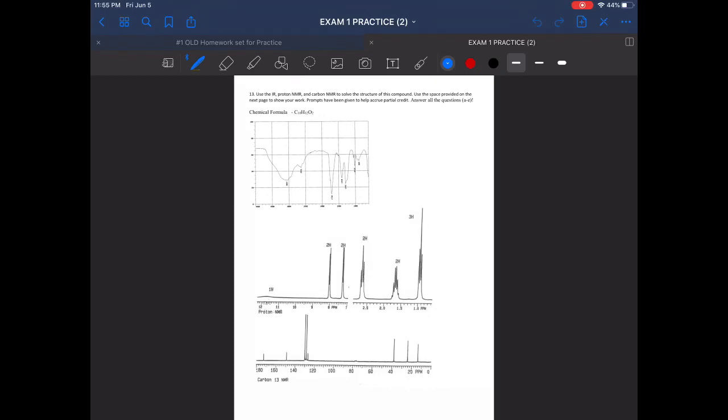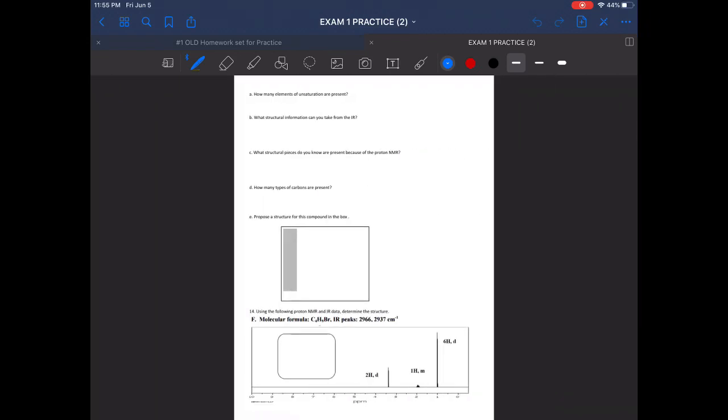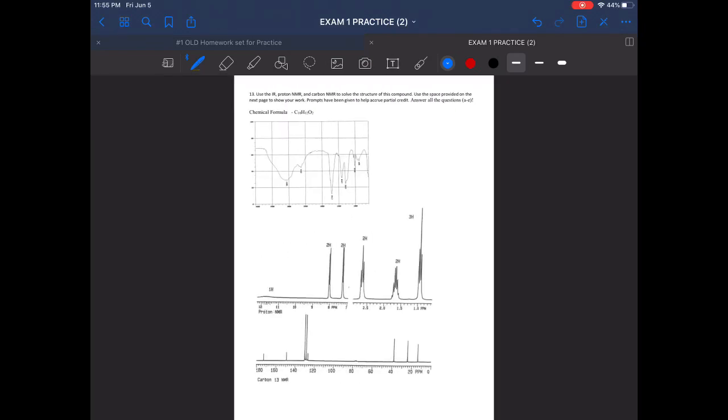We're going to look at problem 13 first. Now, on problem 13, you'll notice that the next page walks you through a bunch of steps to solve for the answer. I'm going to answer these questions, but I'm going to stay on this page. Okay, so I come to an integrated problem like this, meaning I've got IR and carbon NMR and proton NMR. So I have a lot of things to work with.